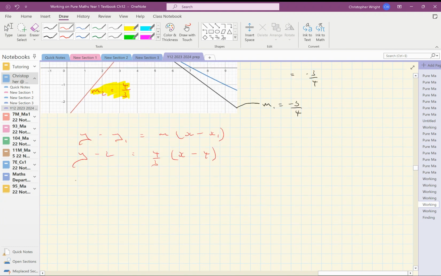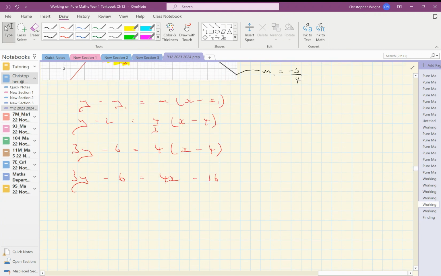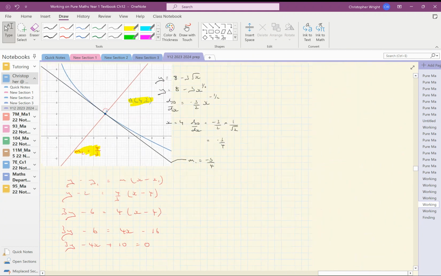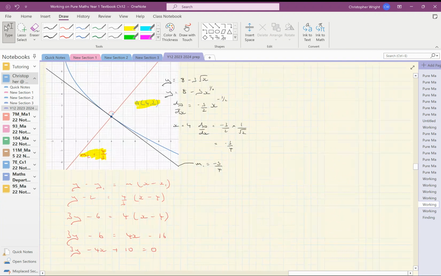Multiply both sides by 3. 3y minus 6 equals 4 lots of the bracket. 3y minus 6 equals 4x minus 16. How should we write it? Let's write it as 3y minus 4x, and let's add 16 to both sides, equals 0. And there is the equation of the red line. That's the equation of the normal to the curve when x equals 4.